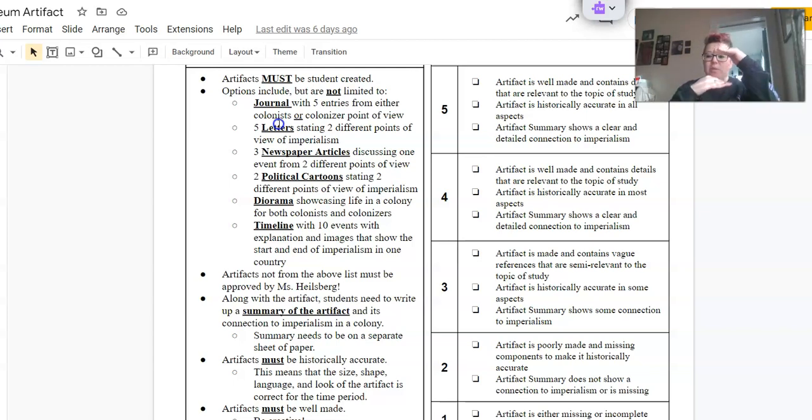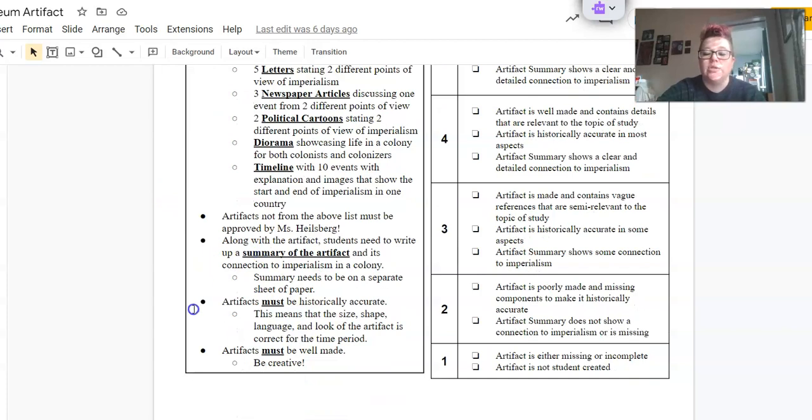Think half a sheet of paper, just enough to be able to say, here's our little placard that goes with our artifact. And then they must be historically accurate, meaning the size, shape, language, and the look of the artifact is correct for the time period. Again, no Hello Kitty journals just because that looked cute. Cover it up, make it look more historically accurate.